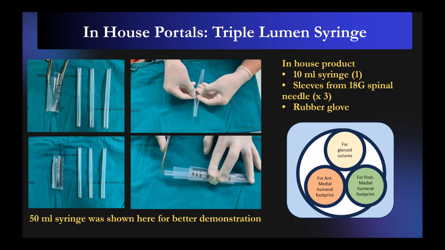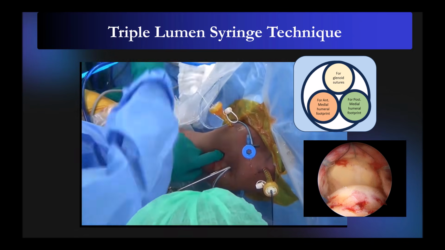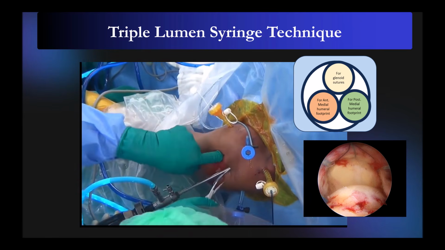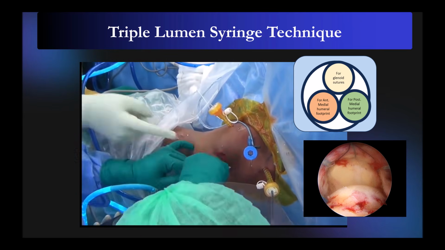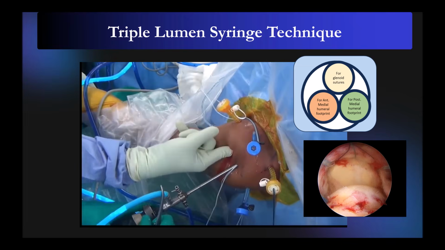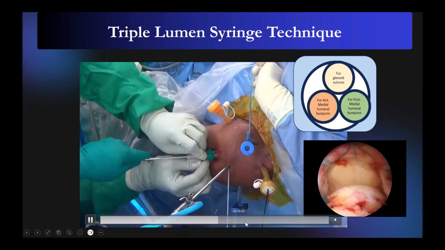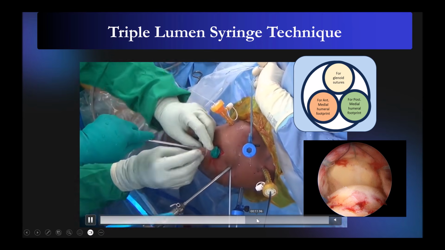We make the triple lumen technique because you have many sutures. You have 24 sutures that you need to manage. So I make this triple lumen technique so that it will be easier for you to manage your sutures. This is the way we do the superior capsular reconstruction.